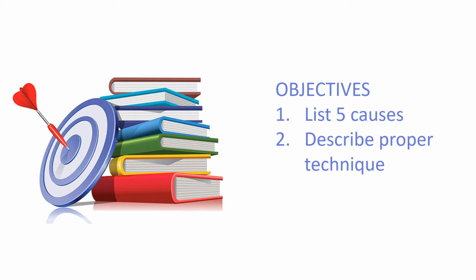By the end of this module, learners will list 5 common causes of orthostatic hypotension. They will explicitly describe the proper technique to perform orthostatic vital sign readings, and they will correctly interpret the results.